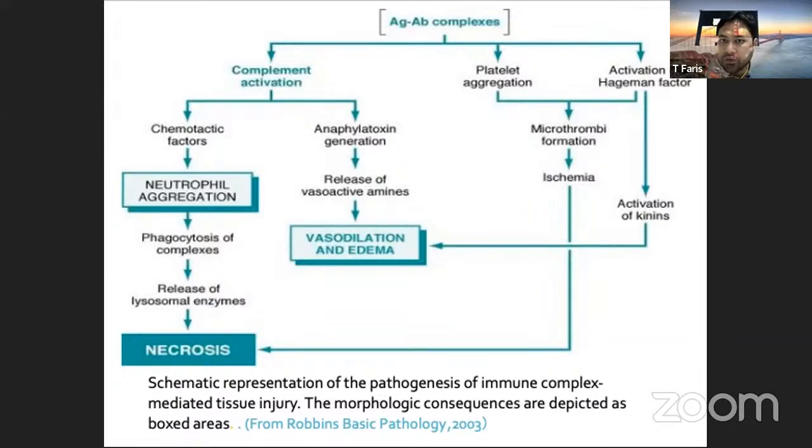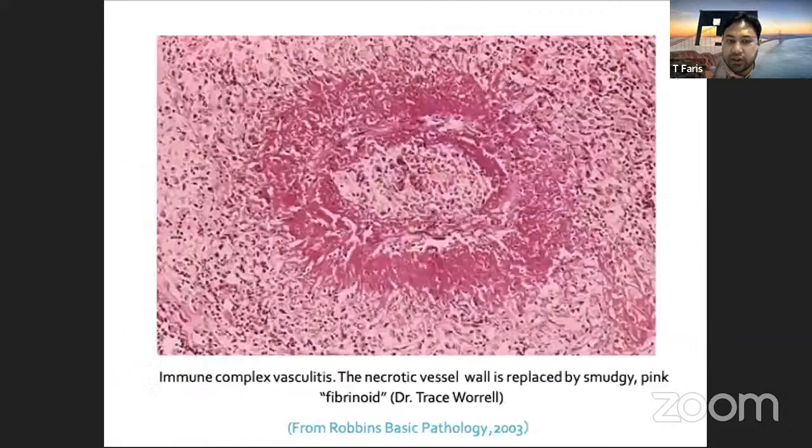It also can cause the activation of the Hageman factor. I think Hageman factor is clotting factor number 6 or 12, I think 12. And later it will activate the kinin system, leading to edema and also vasodilation. So this is all the interrelation or the consequences of the antigen and antibody complexes. And we specifically put them in a separate section, which is type 3 hypersensitivity.